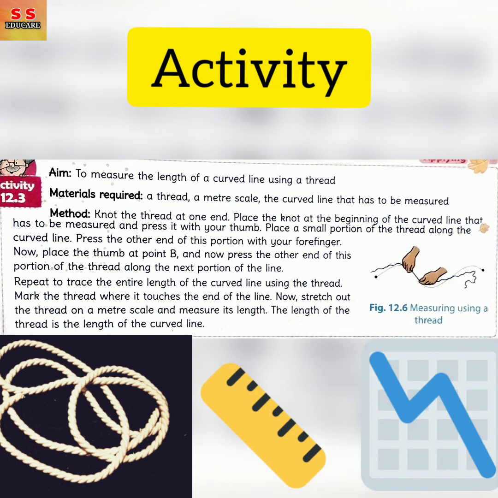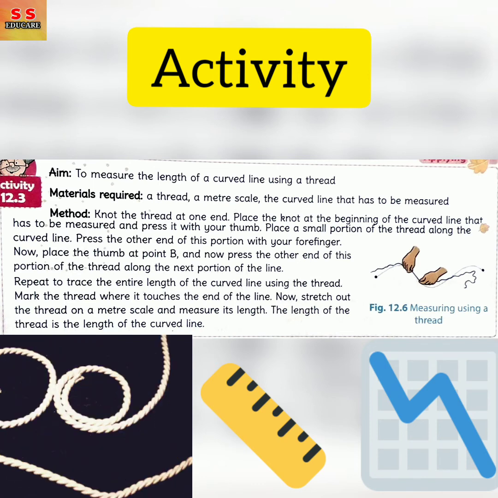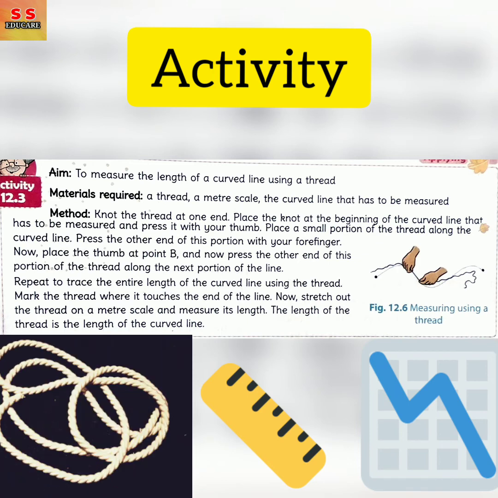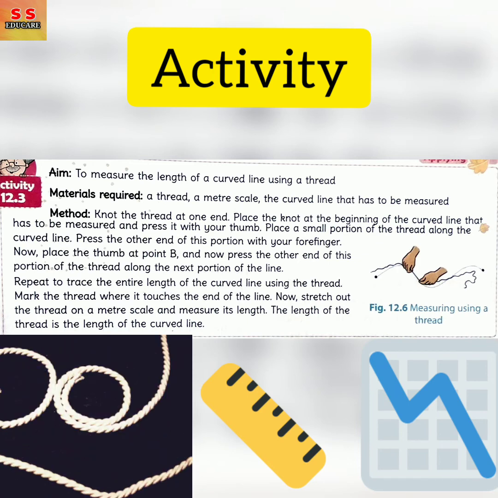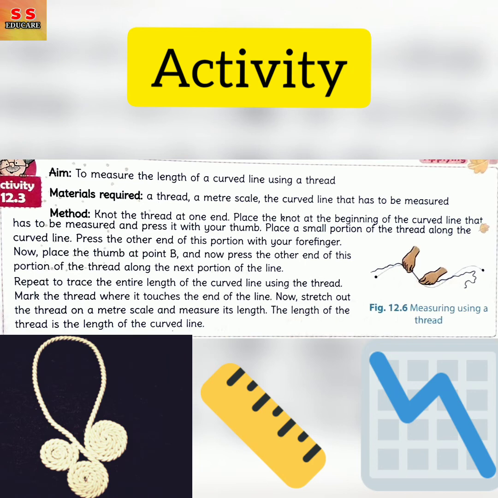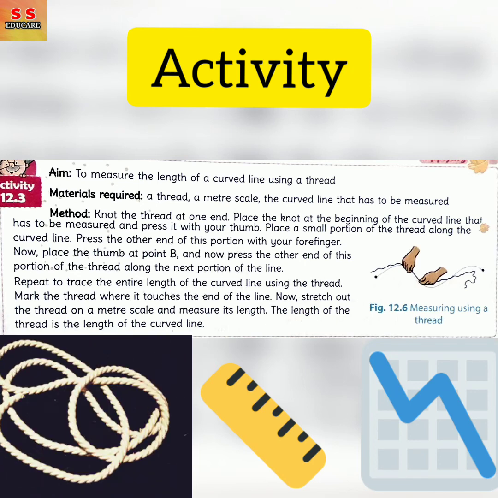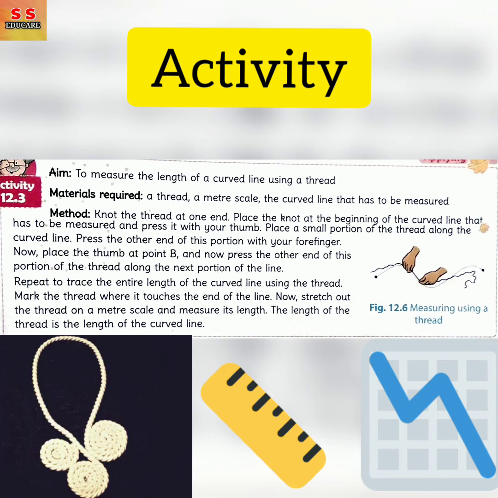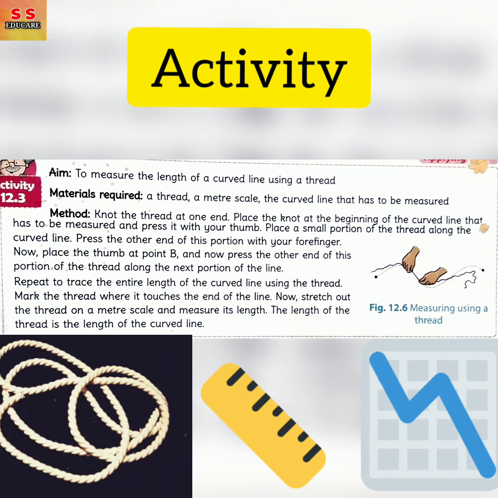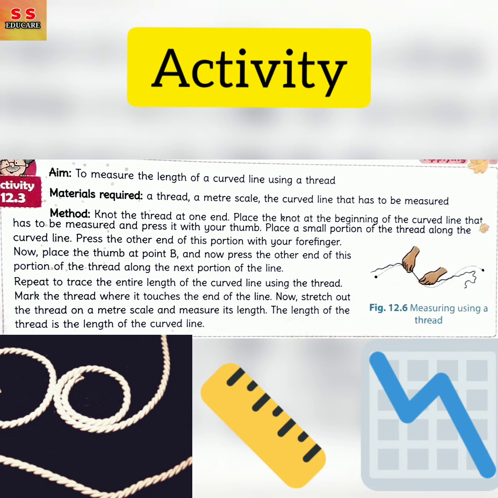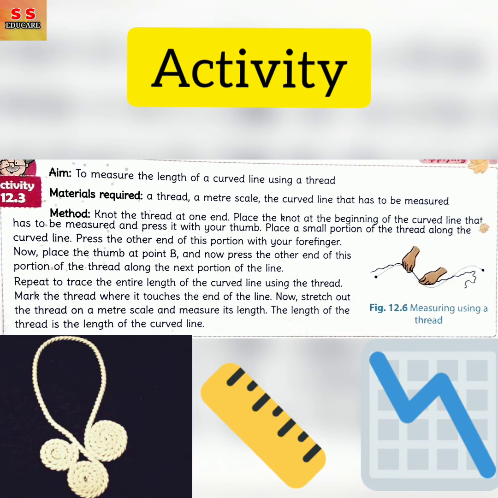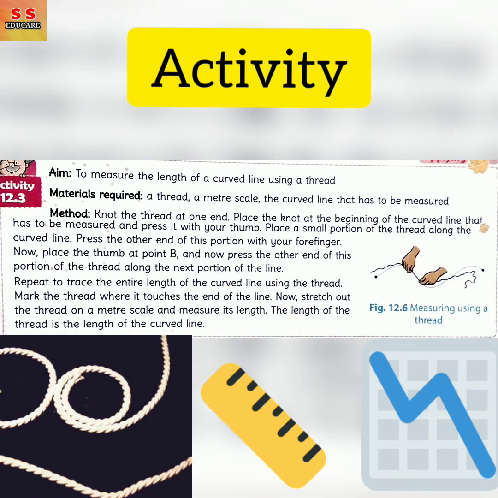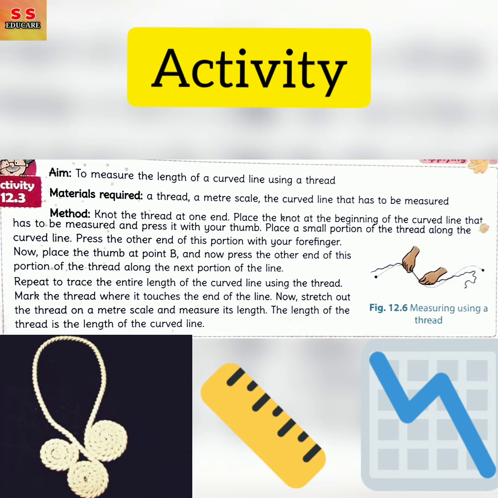For this, you need a thread, a meter scale, and the curved line that has to be measured. Now, knot the thread at one end. Place the knot at the beginning of the curved line that has to be measured and press it with your thumb. Place a small portion of the thread along the curved line. Press the other end of this portion with your forefinger.